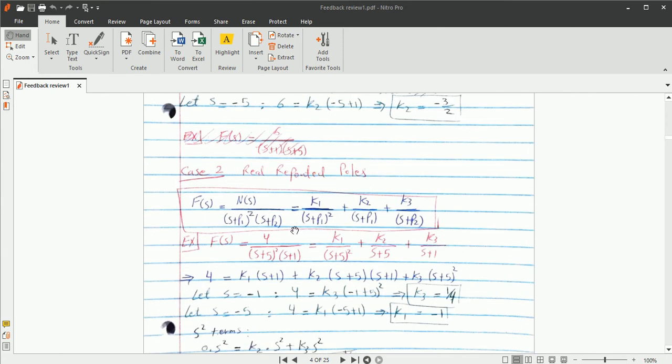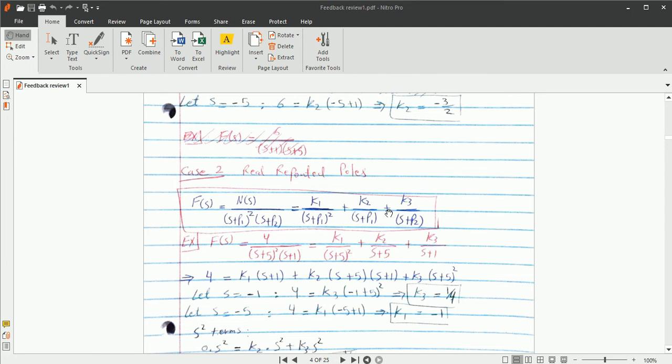And if you get the repeated poles, you will do like this: k1 over (s plus p1) whole square plus k2 over s plus p1 plus k3 over s plus p2. It means you have to make two coefficients for the denominator (s plus p1) square, and then alone s plus p1, and then s plus p2. When you put this equal to 0, you get one coefficient, k1, and when you put this equal to 0, you will get k3. But how will you get k2?